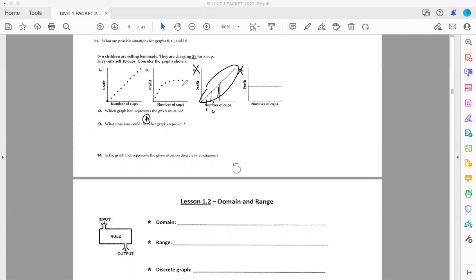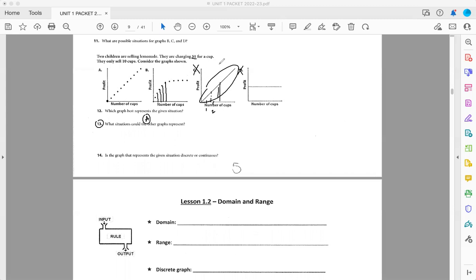B, what situation could the others represent? So we reiterate here, for number of cups, for this one, the value goes exponentially. So that means if you buy 2 more cups, you're going to start charging more. If you buy 3 more cups, you're going to start charging more and more. So technically, you're charging more as you sell more cups, which is unfair, right? So this could be a scenario for number 13 now.